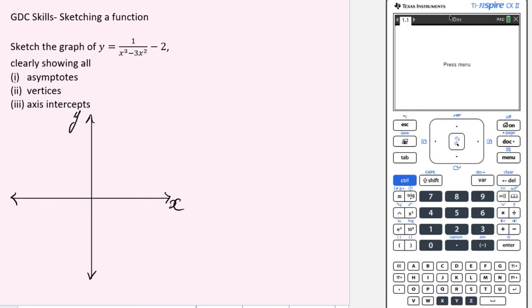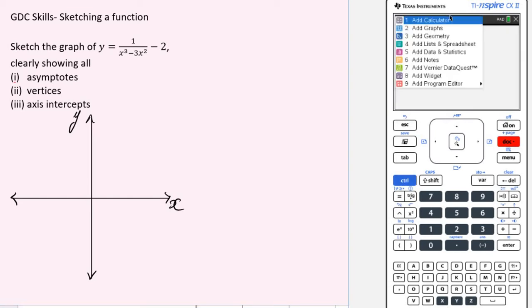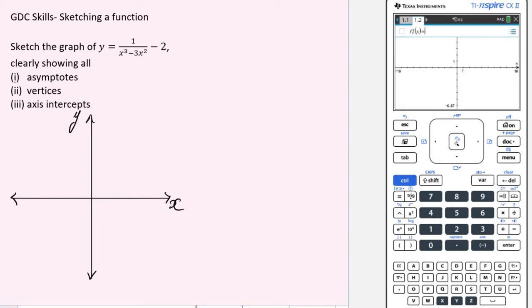So the first thing we want to do is actually sketch the function. On your GDC, if you go to create a new graphing page, go add graphs, and if this doesn't come up, just press tab and it should. So we're going to enter that function. If you want to get a fraction, you just press Control and divide, or of course you can use brackets to keep everything within the denominator and not bother with the fraction.